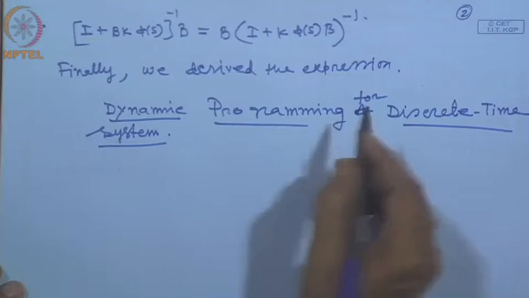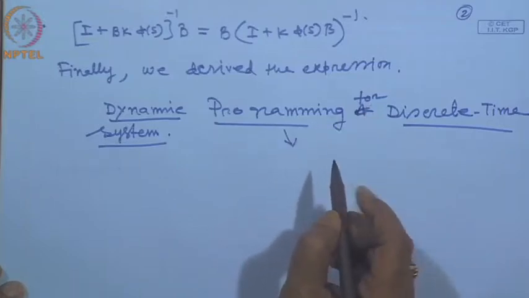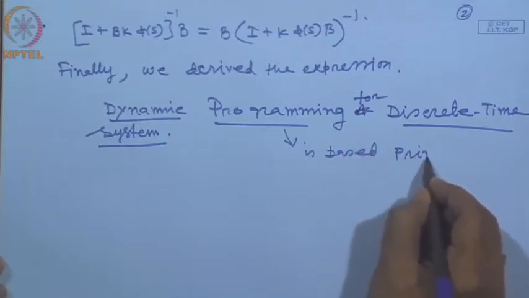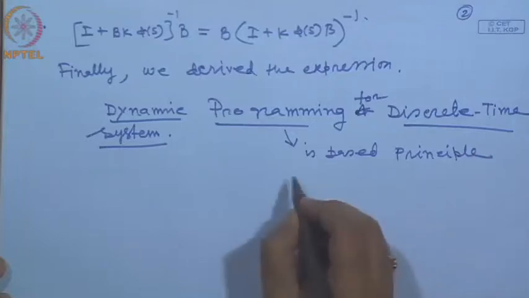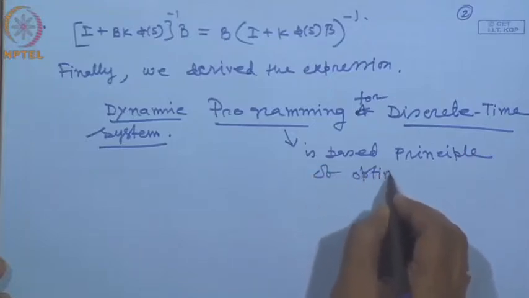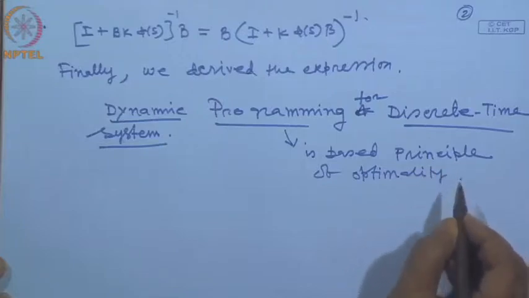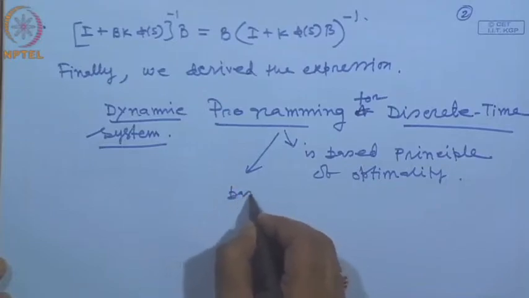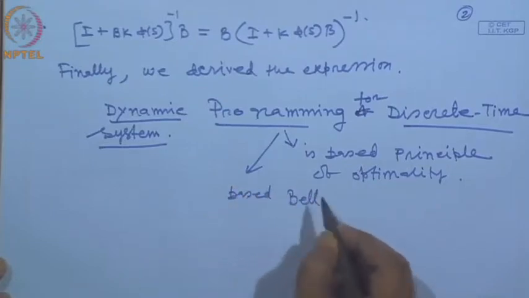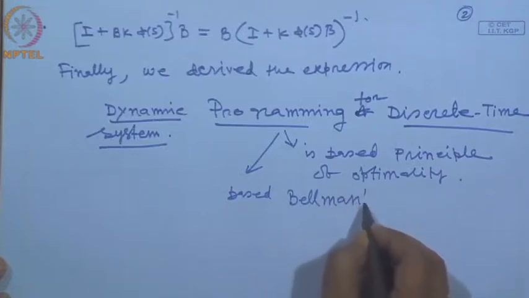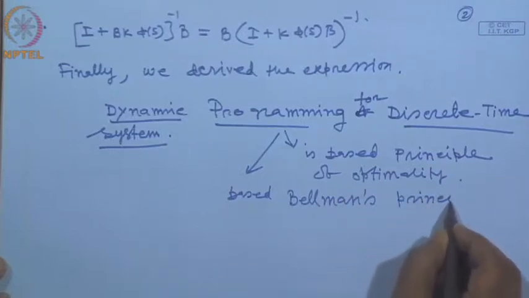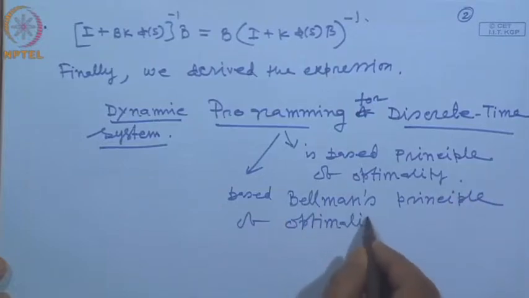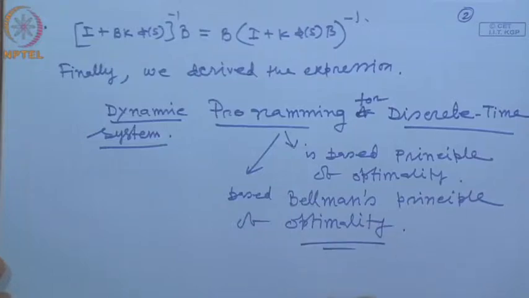This dynamic programming is based on the principle of optimality. What is the principle of optimality? We will discuss. In other words, it is based on Bellman's principle of optimality. Let us see what this is.